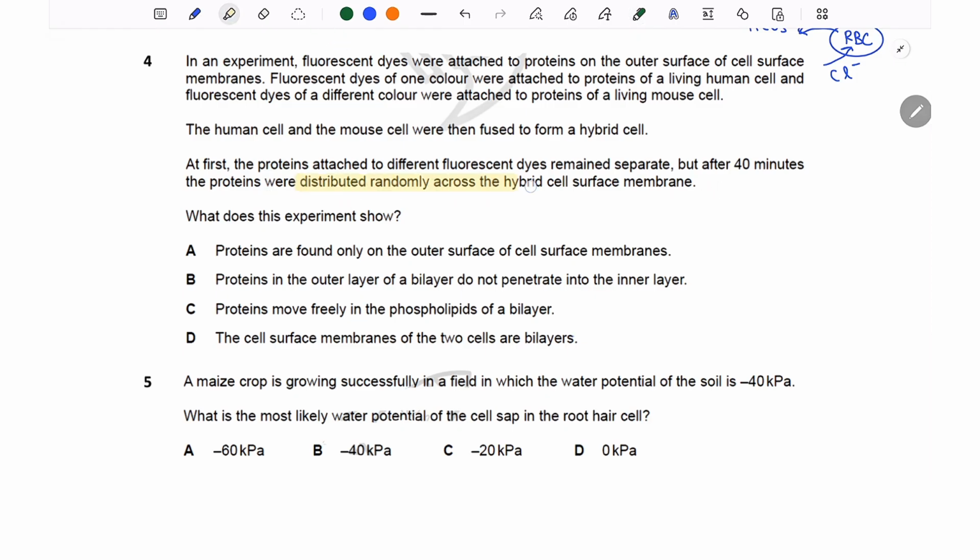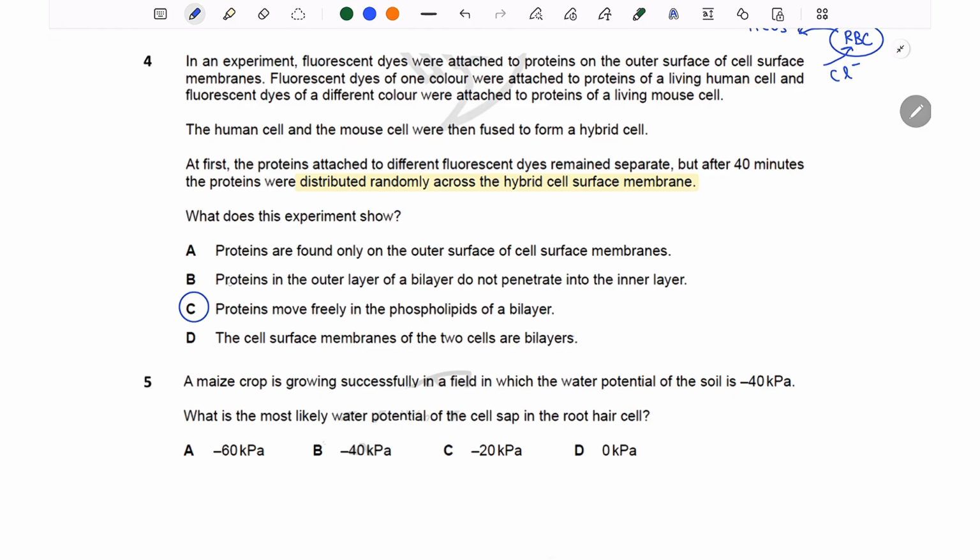So this is the key information. It's distributed randomly across the hybrid cell surface membrane. What does this experiment show you about the cell surface membrane? The fact that proteins are able to move freely, that's how they were able to be randomly distributed. So it's this option, C. Proteins move freely in the phospholipids of a bilayer.